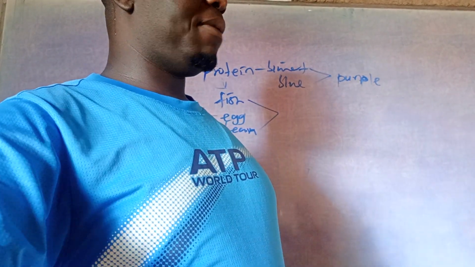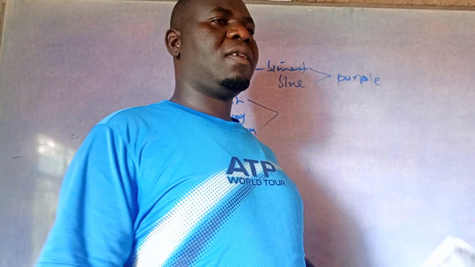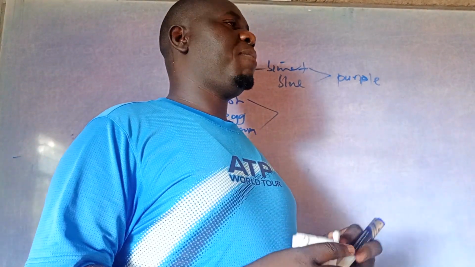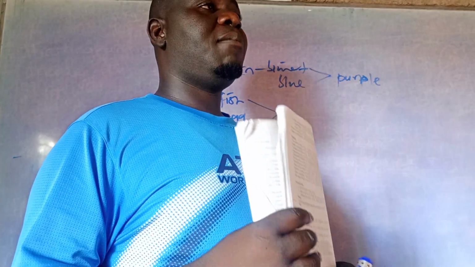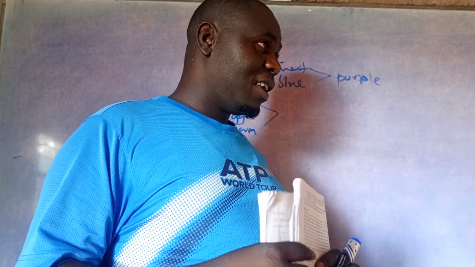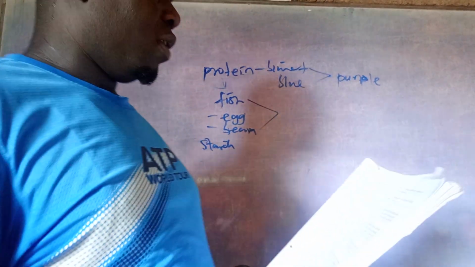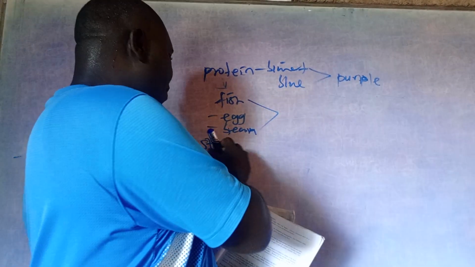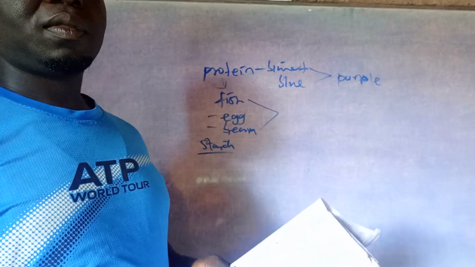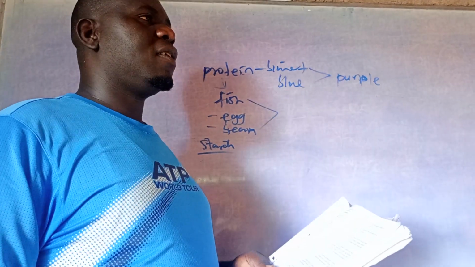Then now the observation. If it's present, what happens? If it's present, it turns purple, right? If it's absent, it remains blue, right? Good. Okay, what about for starch? For starch, what is the method for starch?